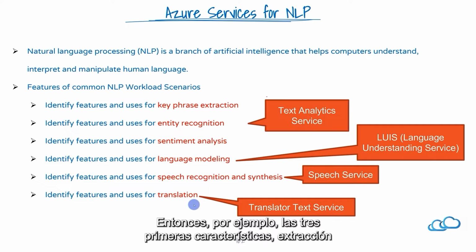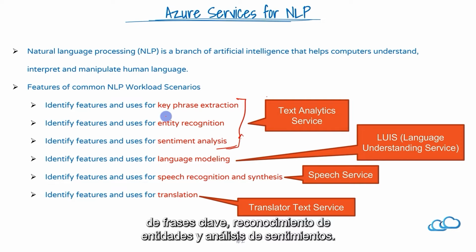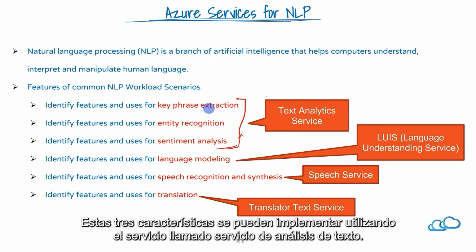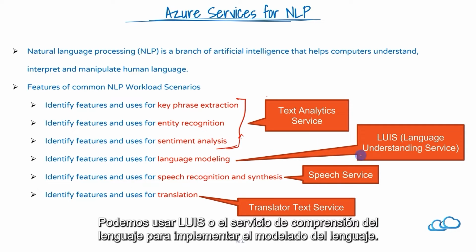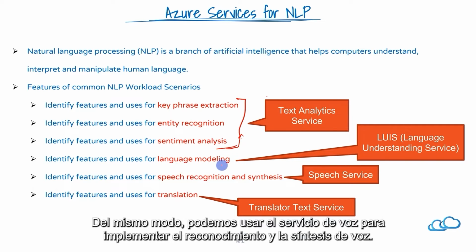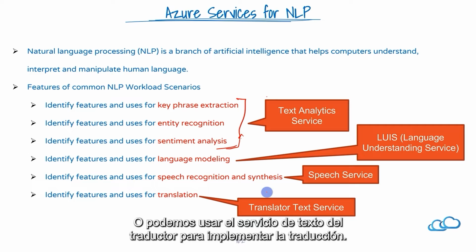So for example, the first three features: key phrase extraction, entity recognition, and sentiment analysis. These three features can be implemented using a service called Text Analytics Service. We can use the LUIS or Language Understanding Service to implement language modeling. Similarly, we can use Speech Service to implement speech recognition and synthesis. Or we can use Translator Text Service to implement translation.